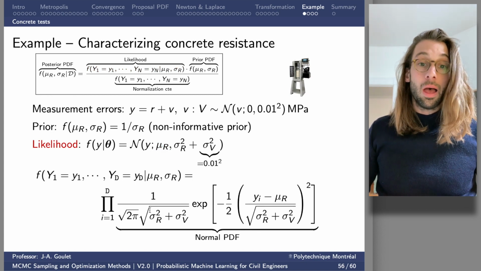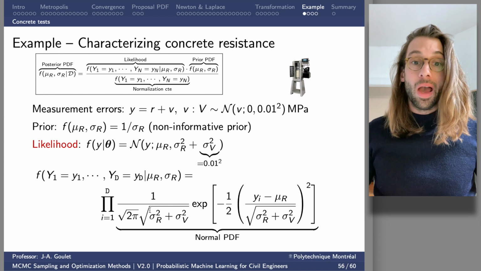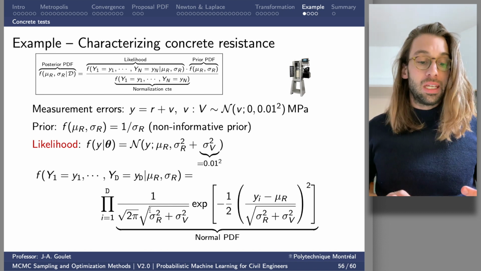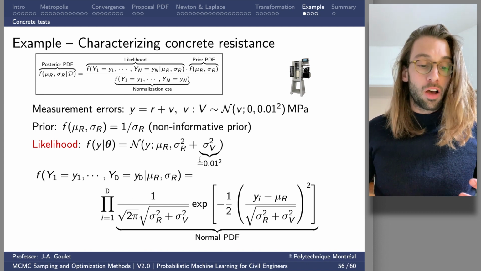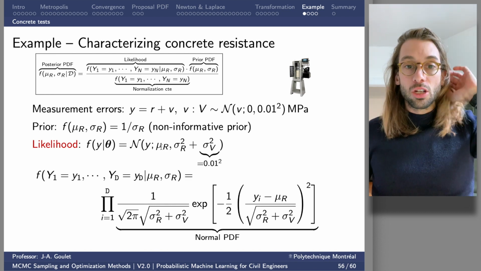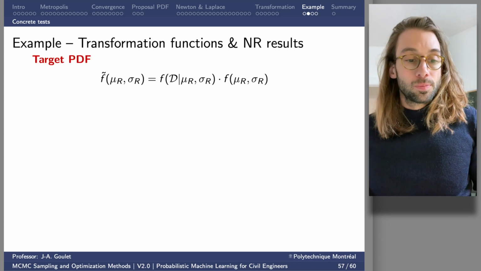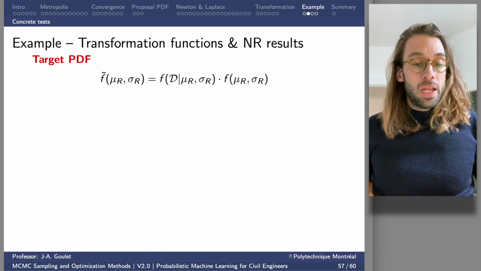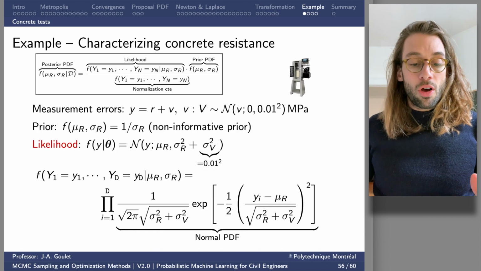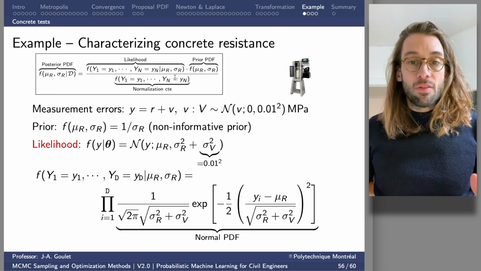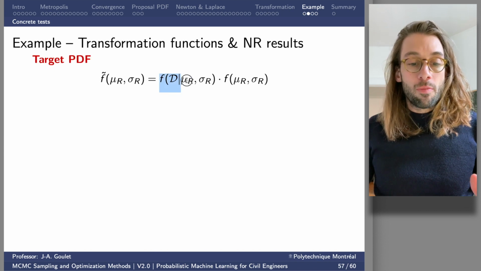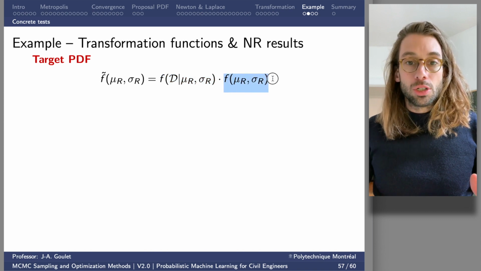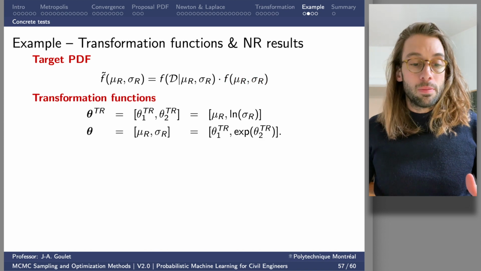If I want to obtain my joint likelihood for many observations, this is going to be given by the product of the marginal likelihood for each of my observations. Now my target PDF that I want to sample from is going to be the unnormalized posterior I have on top here. So the product of my joint likelihood for my set of observations given my two parameters times my prior knowledge, which is here simply 1 over sigma.